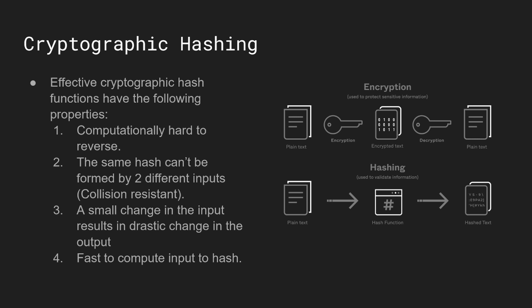So cryptographic hashing, the hash function has to be collision resistant. A small change in the input of a cryptographic hashing function should result in a drastic change in the output. Like if you just change one letter, it should change pretty much the entire look of the hash. Another important cryptographic hash property is that it's fast to compute. It's not computationally expensive to create the hashes.